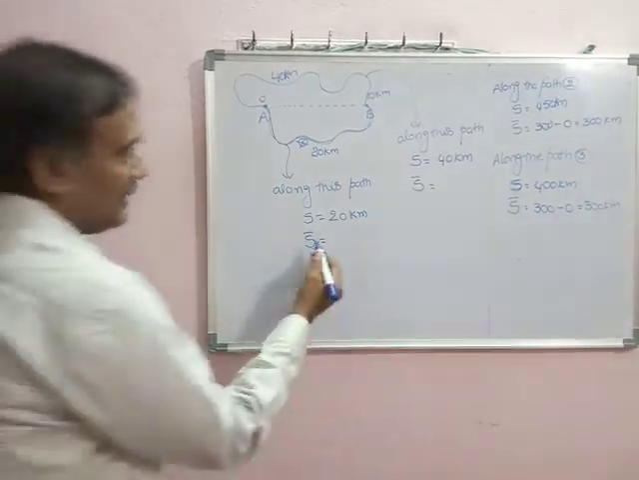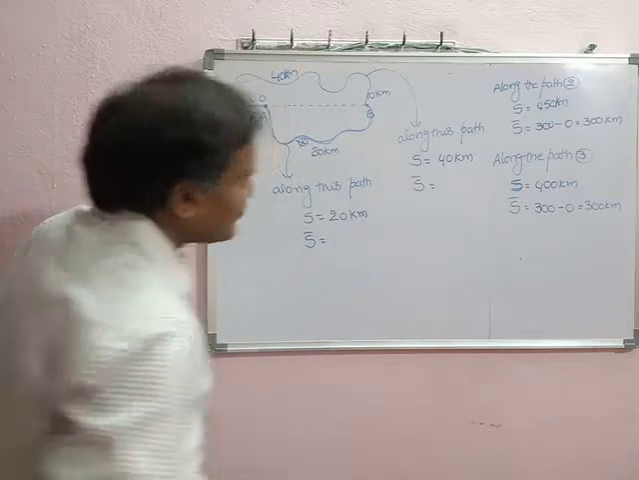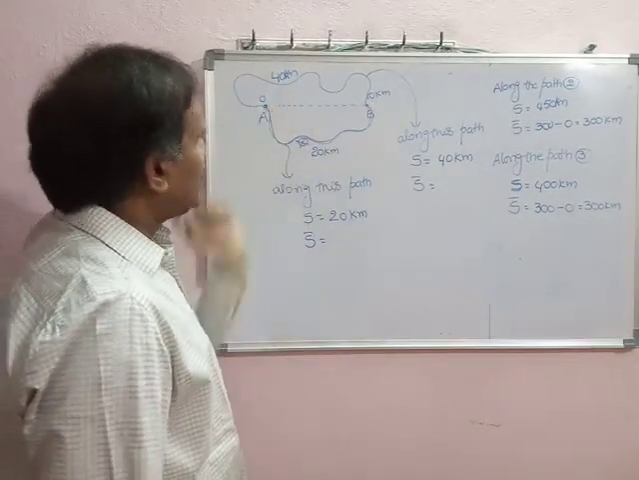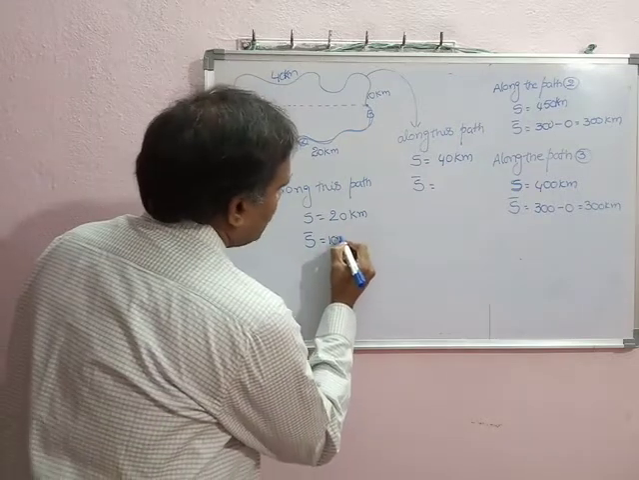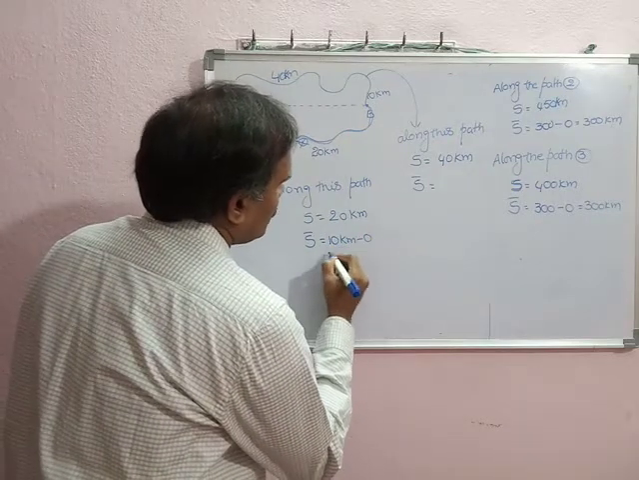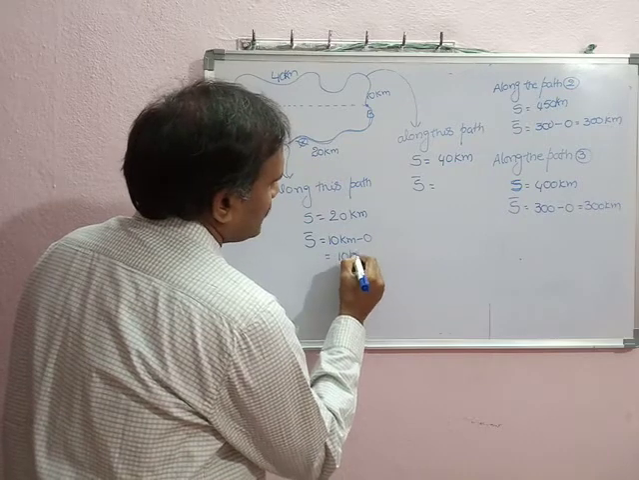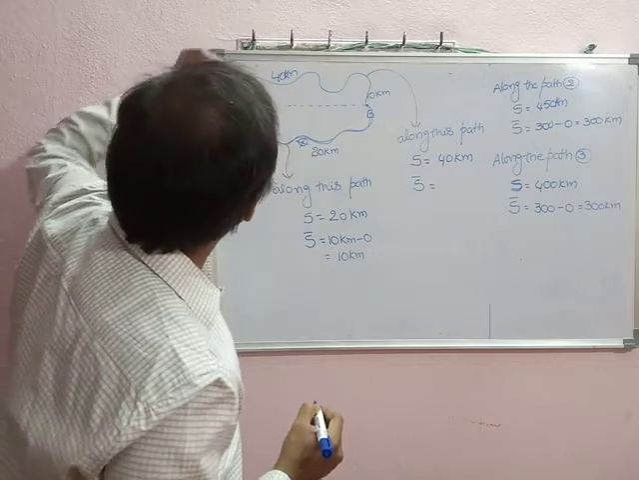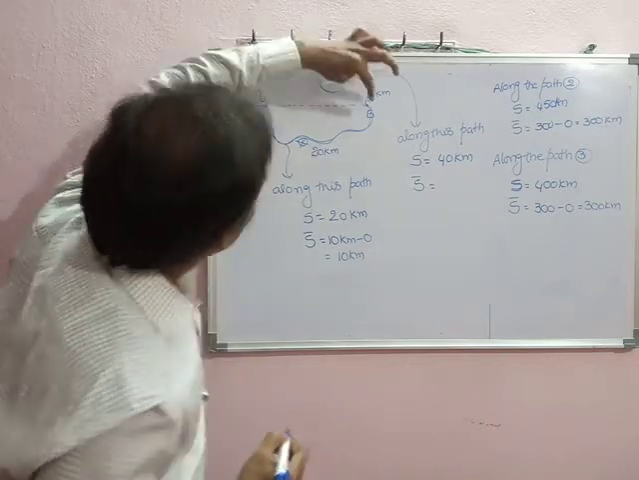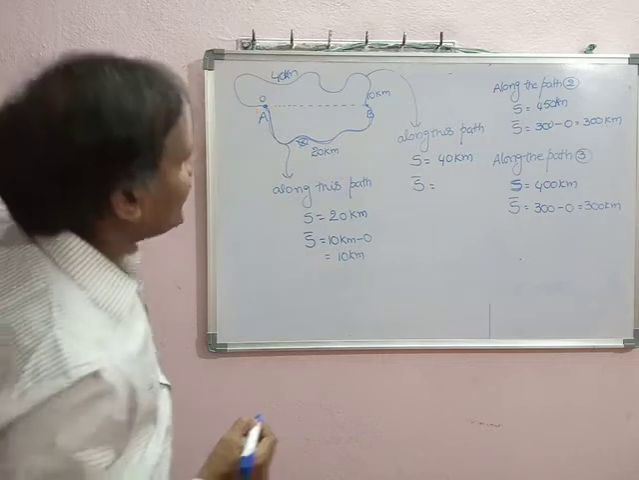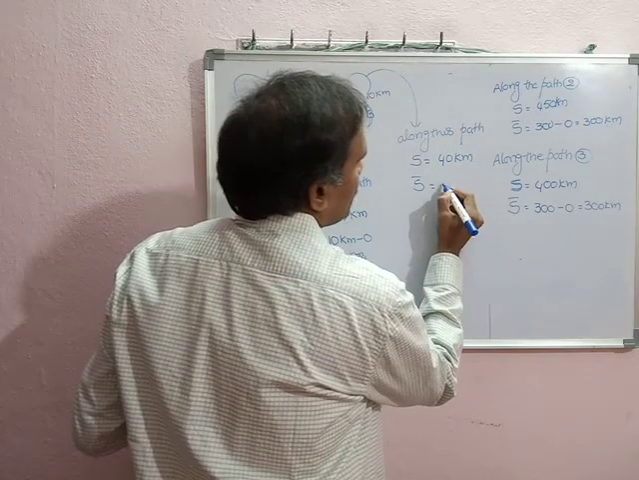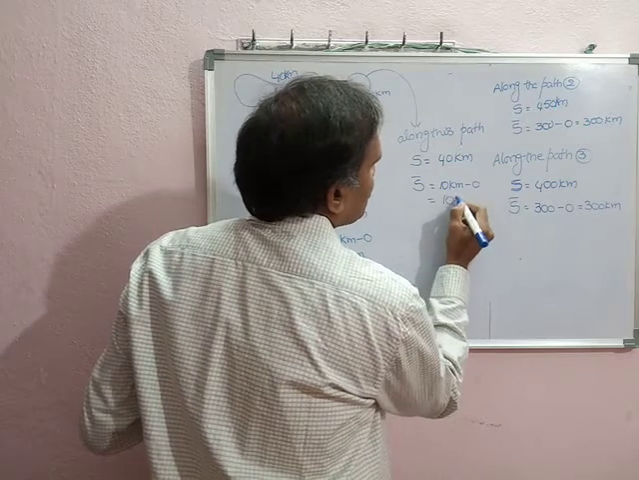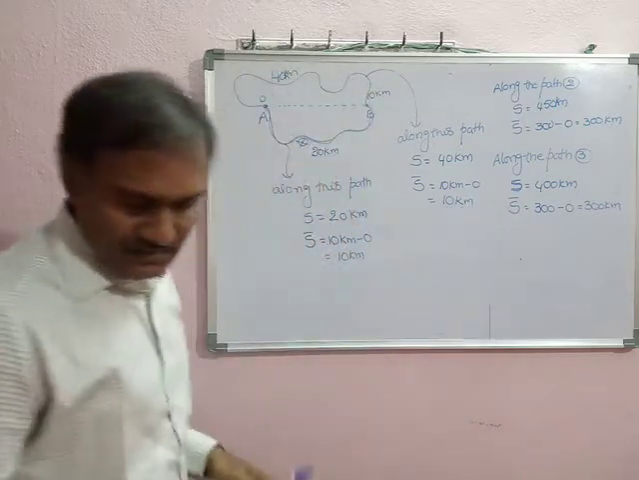Now, for this road also, take the final position and the initial position. Therefore, 10 kilometers minus 0 kilometers becomes 10 kilometers. For this path also, final position minus initial position, therefore it becomes 10 kilometers minus 0. Total it becomes 10 kilometers.